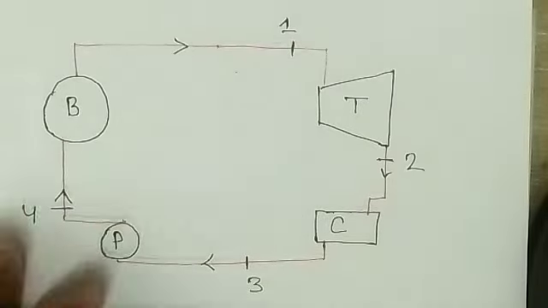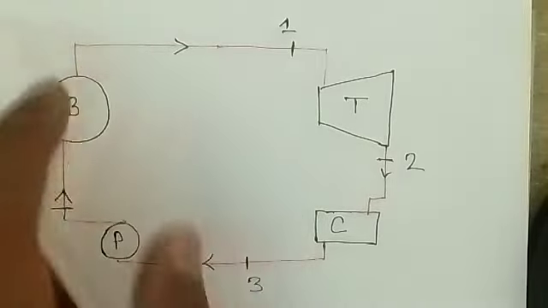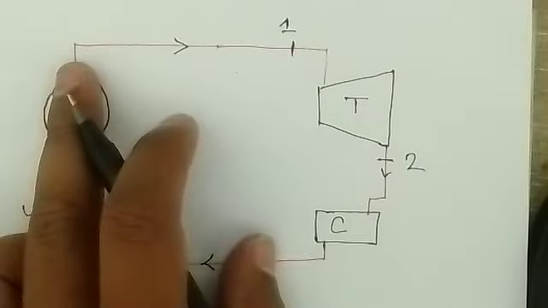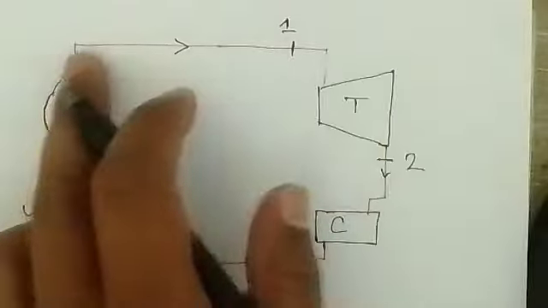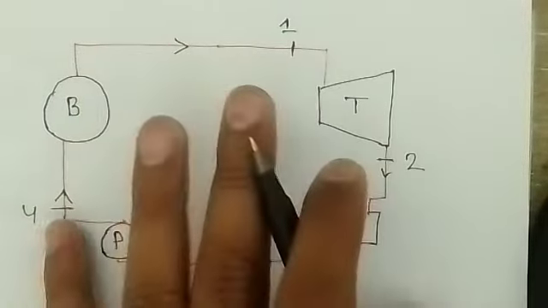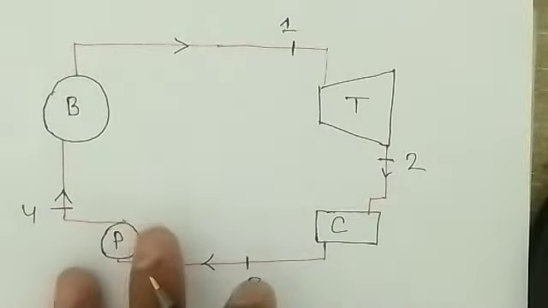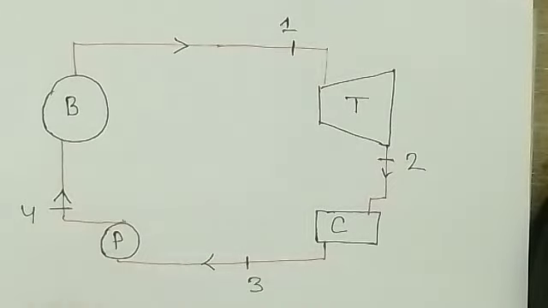In some cases we can take one more point here, O or something you can denote, if the pressure and temperature vary while the steam travels from the boiler to the turbine. But generally you can use this schematic layout and this notation.